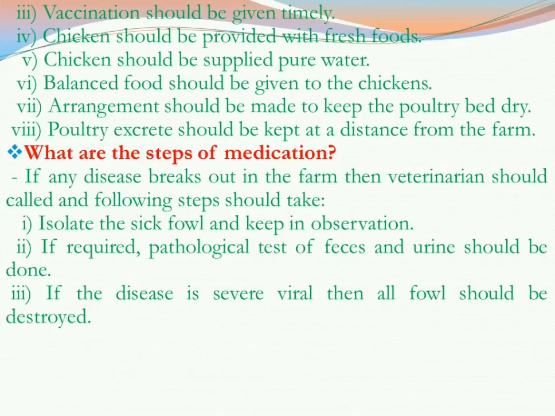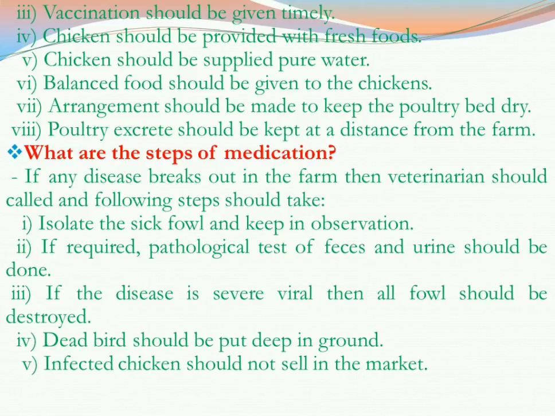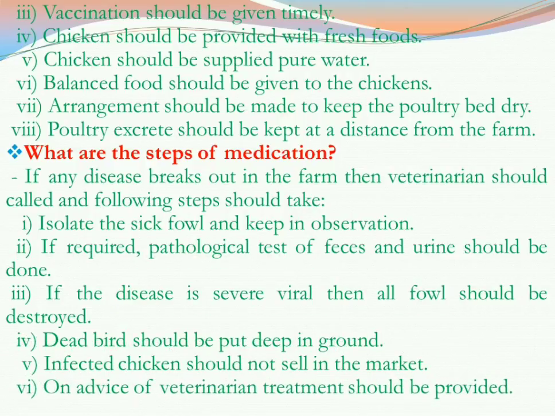If the disease is severe or viral, then all fowl should be destroyed. Dead birds should be put deep in the ground. Infected chicken should not be sold in the market. And lastly, on the advice of a veterinarian, treatment should be provided. So these are the steps we can take if there is any infected chicken on the farm.